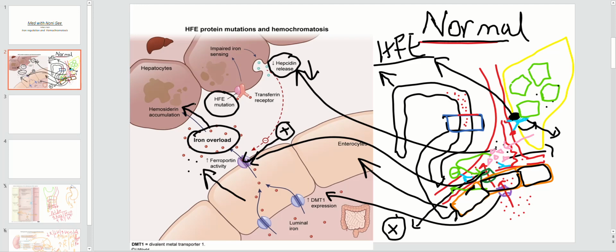What are the organs? Liver, pancreas, skin, pituitary gland, joints, and all that, which produce these symptoms. So that is the whole story about hemochromatosis.